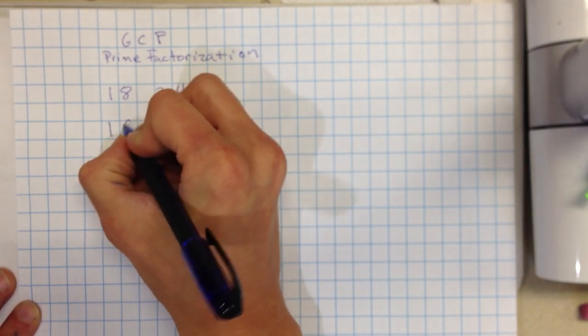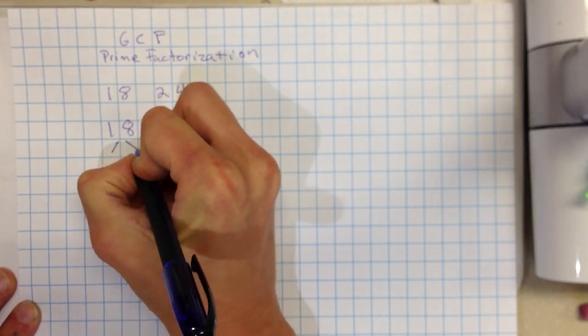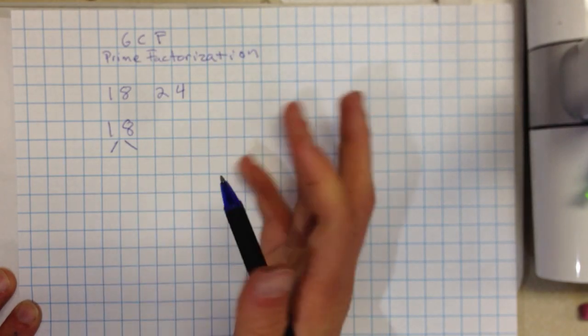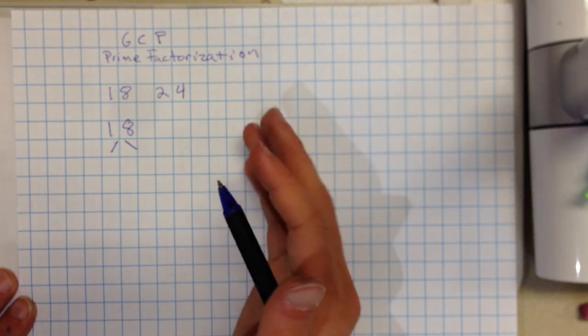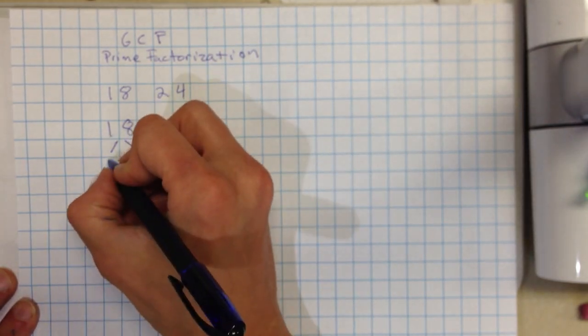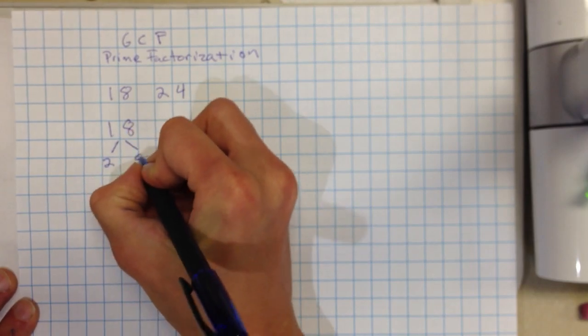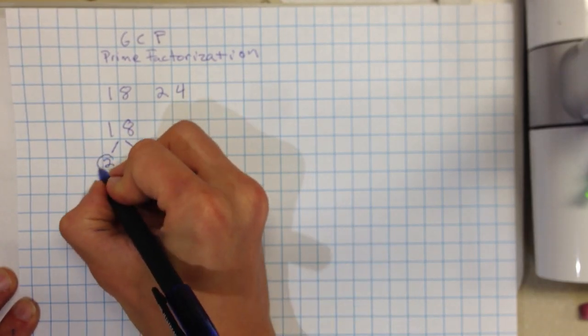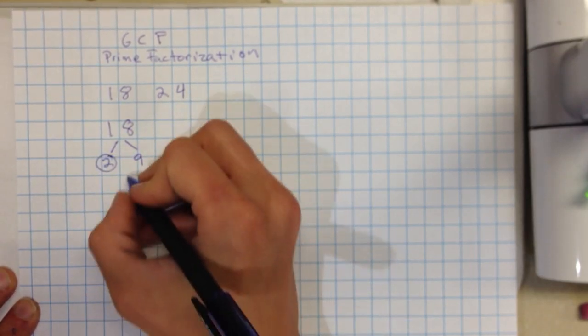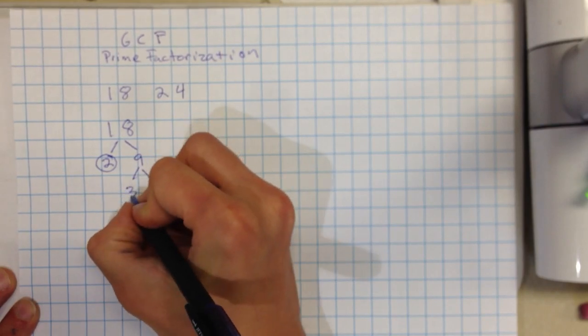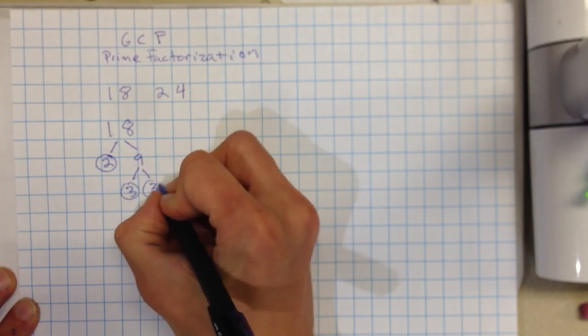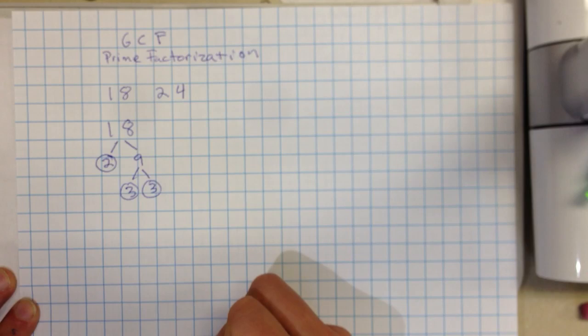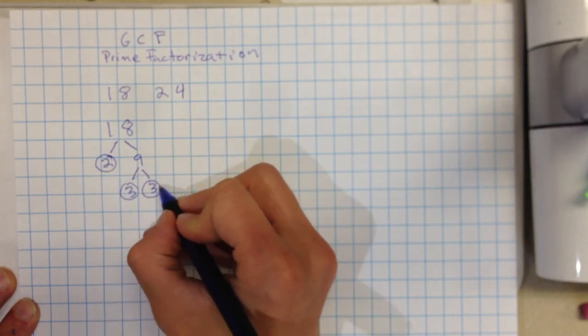So I'm going to have the number 18, and I'm going to create a factor tree, thinking, what can I divide it by? You can do any two factors because ultimately you end up with the same numbers. So I might do, for example, 2 and 9. If you have an even number, you can always start with 2. I circle the number if it's prime. 9 can break up into 3 and 3. Circle those two numbers. So now I have all prime numbers here.